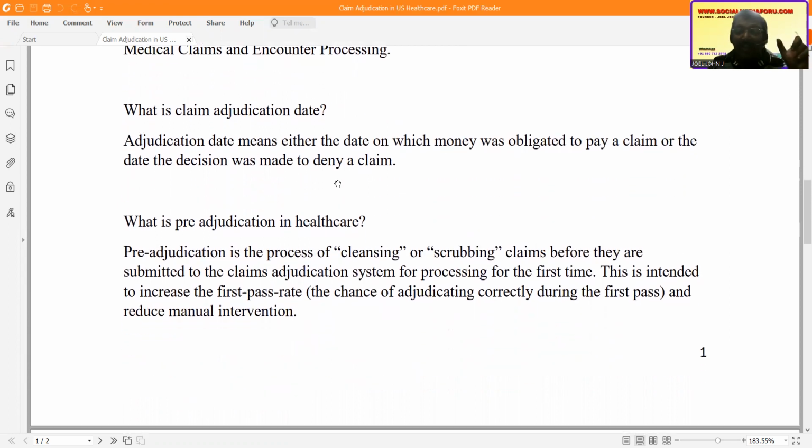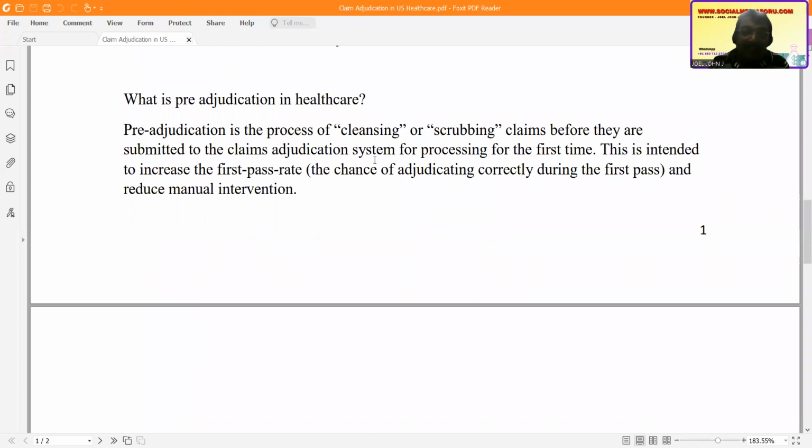What is claim adjudication date? This is a very important question. The adjudication date means either the date on which the money was obligated to pay a claim or the date the decision was made to deny a claim. One, you are going to pay the amount or you are going to deny it, whether it's partial or something. In case of denial, the denied date is called as adjudication date. If something is paid, then that date is called as adjudication date as well. So the two chances are there. Whatever happens on the day in which the decision is made to deny or to pay, that's the adjudication date.